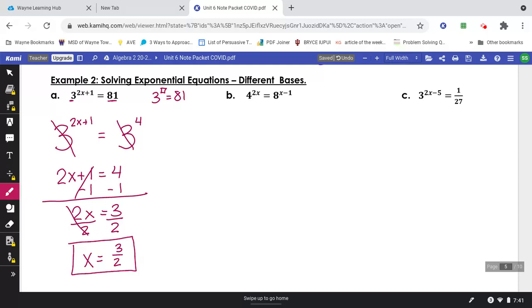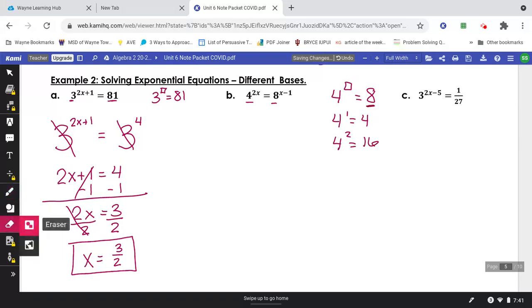All right, for part B, 4 and 8. The thing about 4 and 8 is 8 cannot be written as a base of 4. So a lot of people look at 4 and 8 and they think about the number 4. However, 4 to what power is 8? Well, I know 4 to the first is 4, and 4 to the second, 4 squared, is 16, and notice how it skips right over the 8. So that means I'm not going to be able to use 4 as my base number. I'm going to have to use an even smaller number.